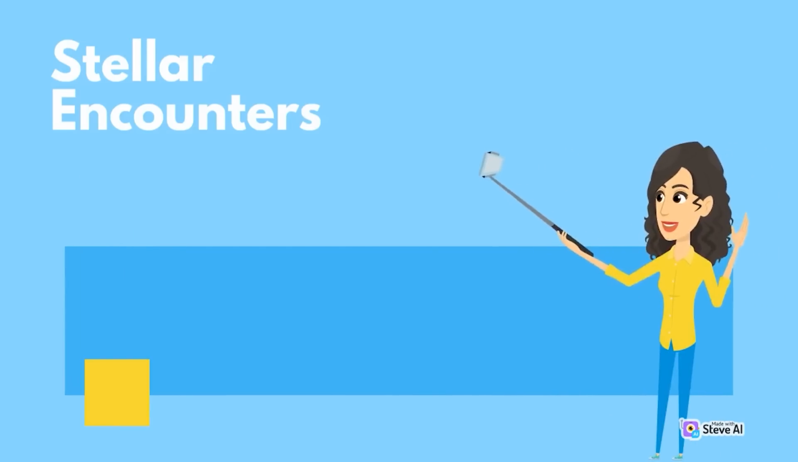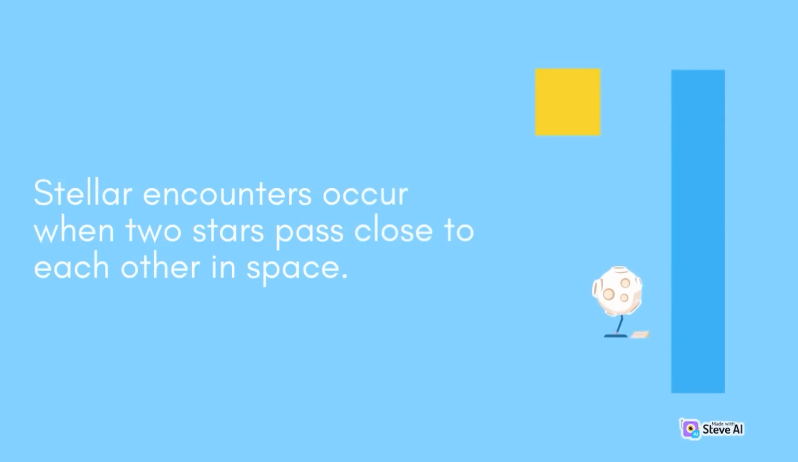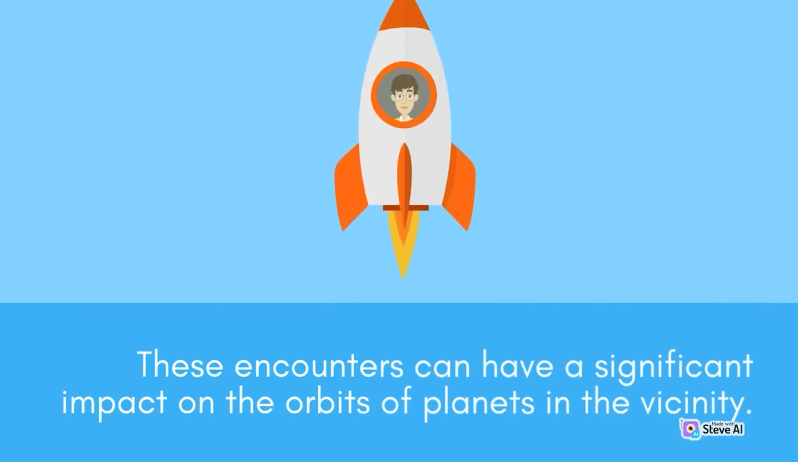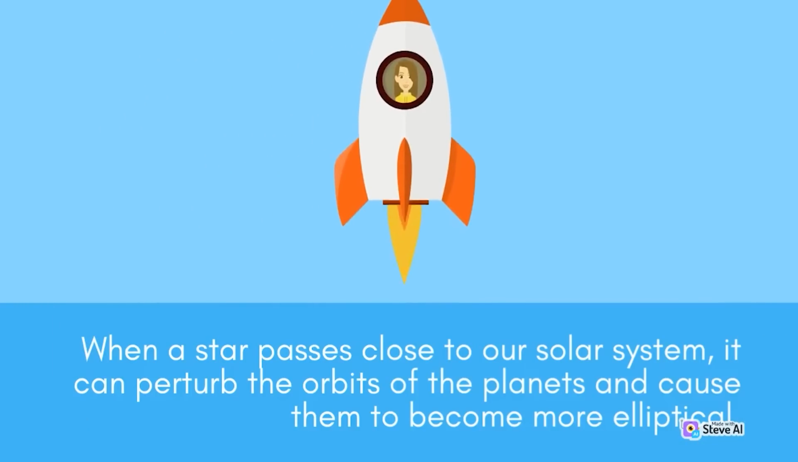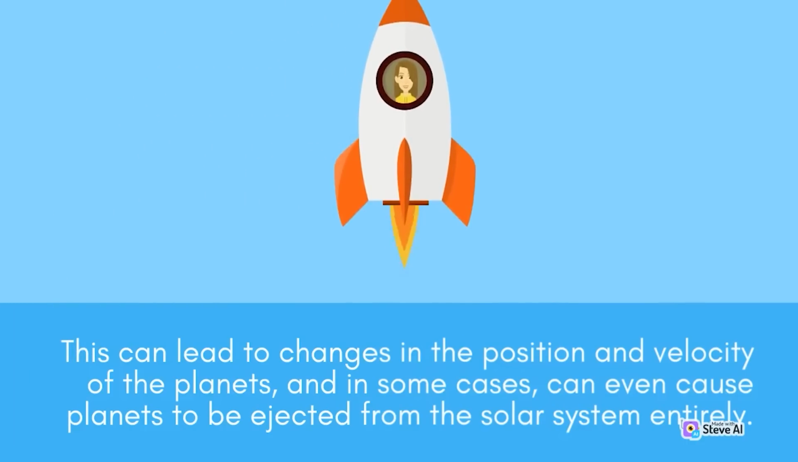Stellar encounters. Stellar encounters occur when two stars pass close to each other in space. These encounters can have a significant impact on the orbits of planets in the vicinity. When a star passes close to our solar system, it can perturb the orbits of the planets and cause them to become more elliptical. This can lead to changes in the position and velocity of the planets, and in some cases, can even cause planets to be ejected from the solar system entirely.